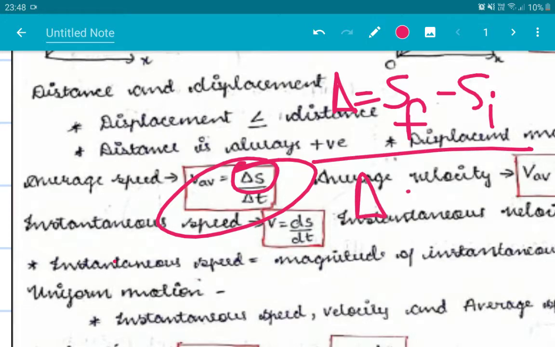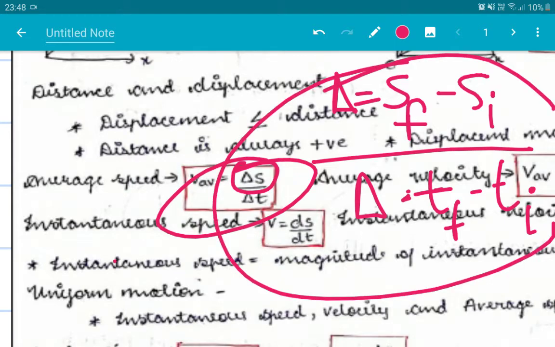Time also here: t final minus t initial. So average speed is, this formula, speed is equal to distance by time. So the final distance is this much, the initial, suppose it started at 1, and the final is 10, so 10 minus 1 is 9. It travels 9 meters. So 9 by some time taken, suppose 1 hour, so it traveled 9 meters in 1 hour. That is the speed.